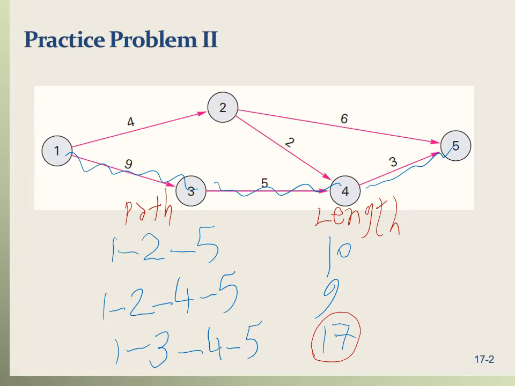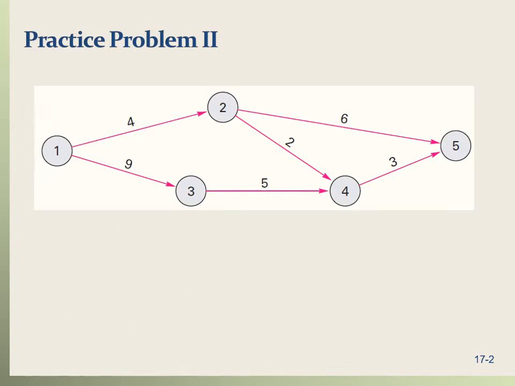Seventeen is the largest length here, so that means that 1 to 3, 3 to 4, 4 to 5 is the critical path, and the length of the project would be 17 as well. Now let's go ahead and find the slacks. To find the slacks, we're going to have to find the earliest start, early finish, latest start, and late finish. So I'm going to identify for every activity.